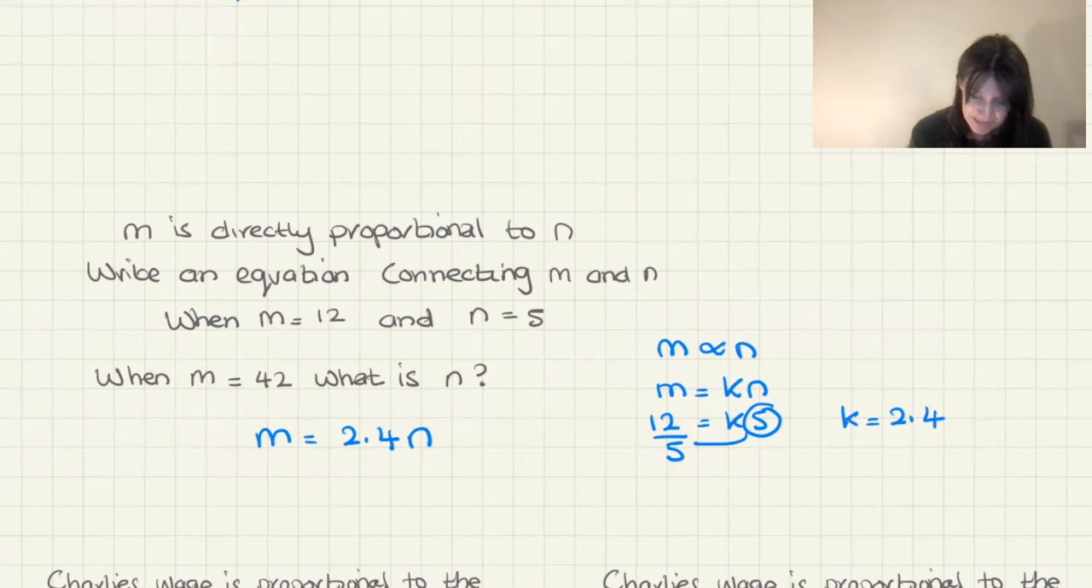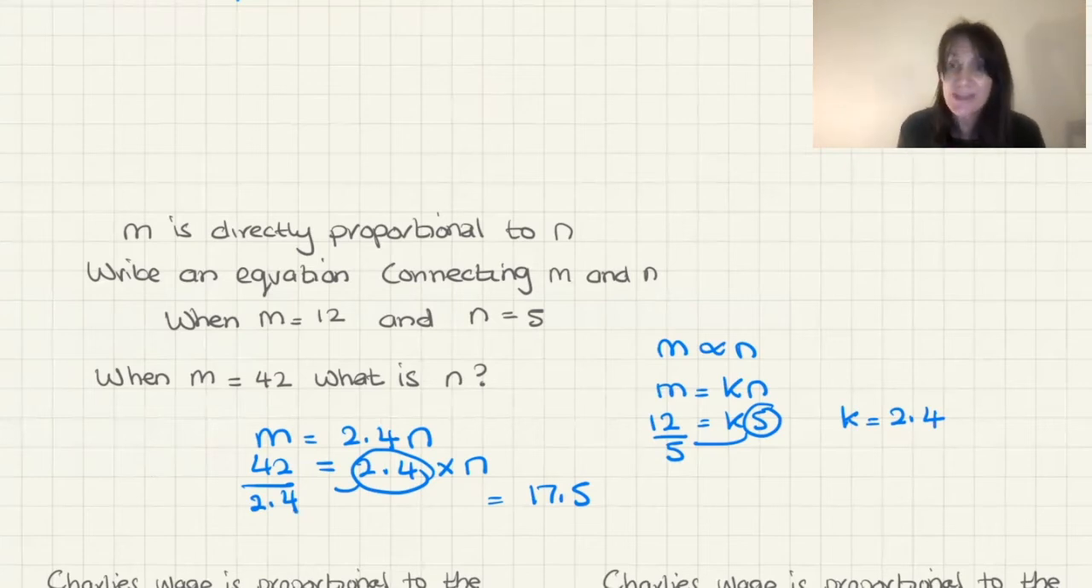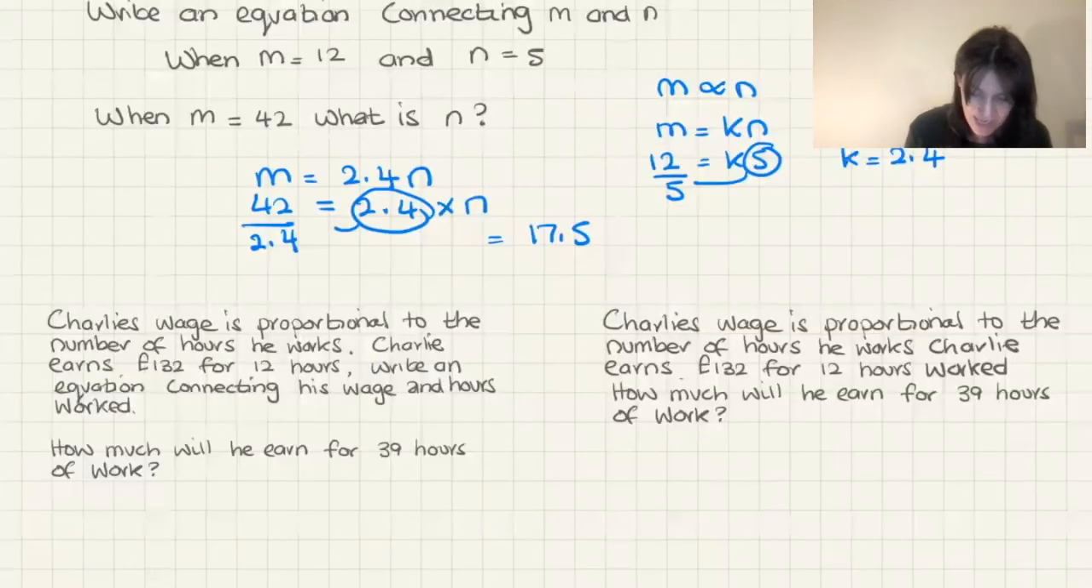Okay, now I'm going to say M is 42. It's going to equal 2.4 times whatever N is. I'm going to divide through by 2.4, and that is going to give me 17.5. So N is 17.5 when M is 42. Hopefully you did that a little smoother than I did.